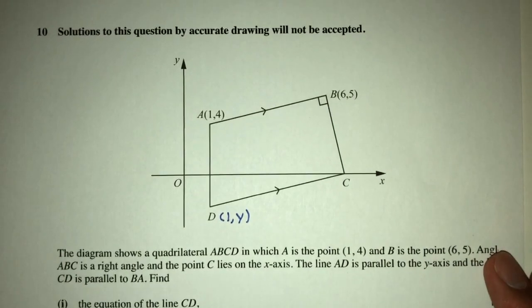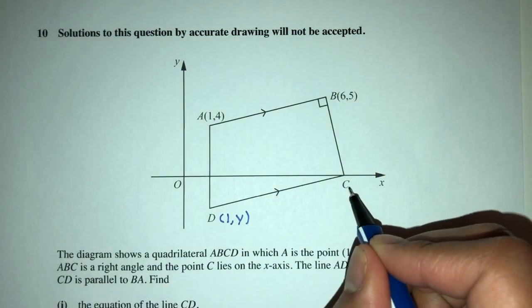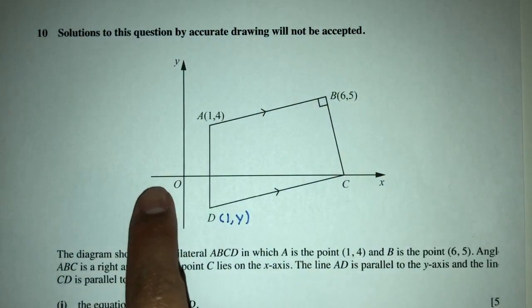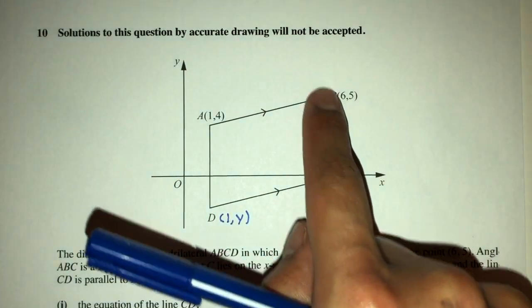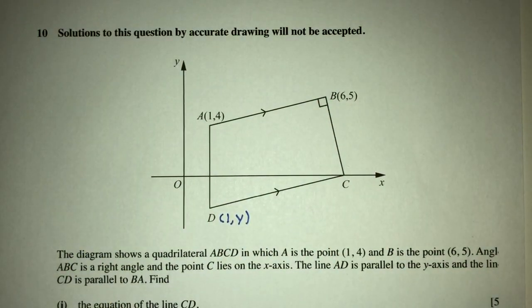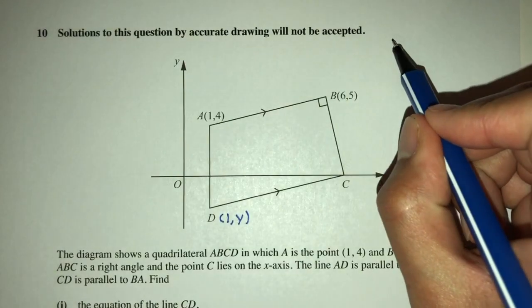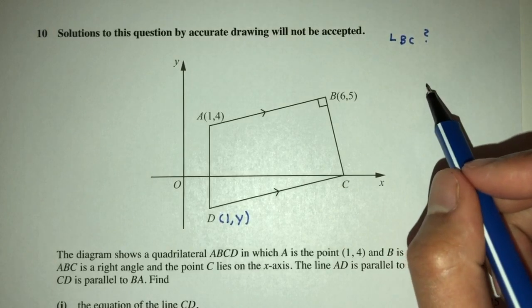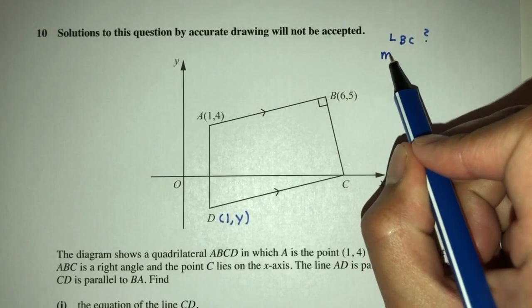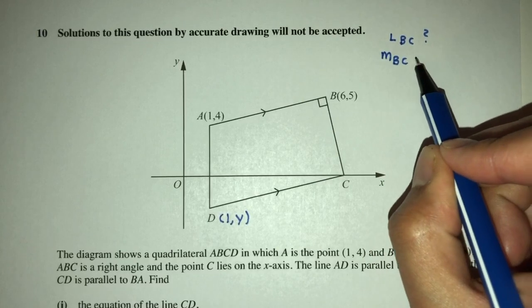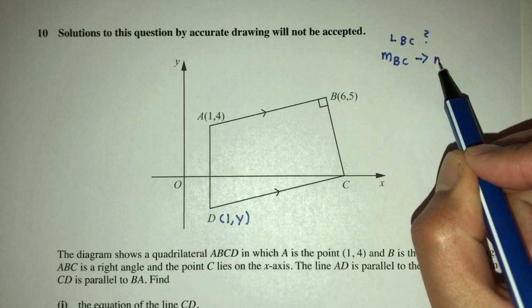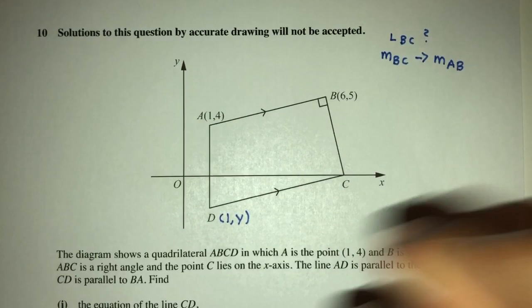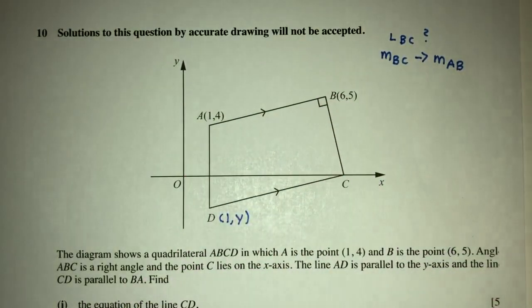Okay, so to find the point C, we know that the point C is the intersection between the x-axis and the line BC. So how can you find the equation of the line BC? To find the equation of a straight line, we must first find its gradient. Gradient BC. To find gradient BC, we can find gradient AB. Why? Because the line AB is at a right angle with the line BC, and because of that we can use each other to find each other's gradient. So let's begin with this part.